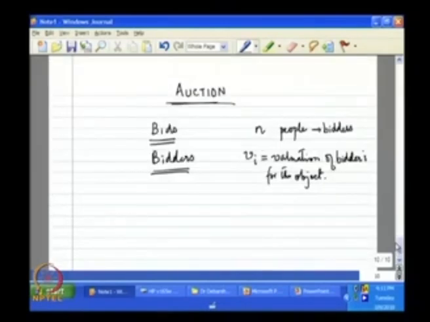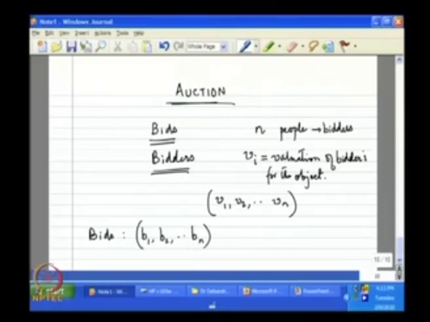Now, this is one set of variables that we shall remember, that is V1, V2, Vn. There is another set of values that one needs to remember, these are the bids. So, bids are B1, B2, Bn. This is the symbol that we are going to use for the prices that are quoted by each of the bidders. So, bidder 1 is having a valuation V1, and bidding B1. Bidder 2 has a valuation of V2 and bidding B2, like that.